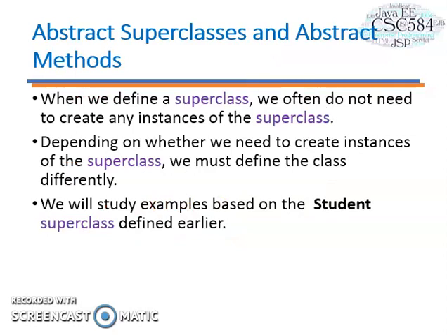Moving on to abstract superclasses and abstract methods. When we define a superclass, we do not always need to create instances of the superclass. Depending on whether we need to create instances of the superclass, we must define the class differently. We will study examples based on the Student superclass that we defined earlier.